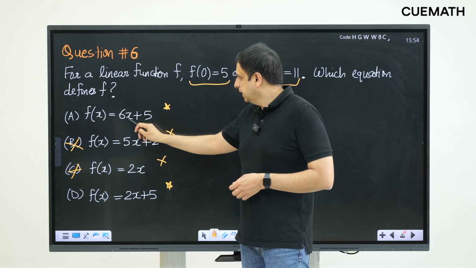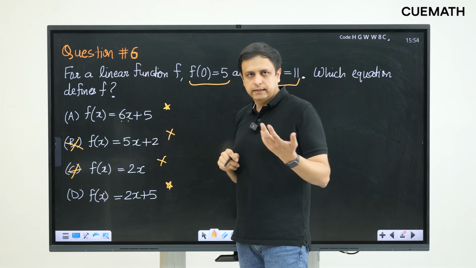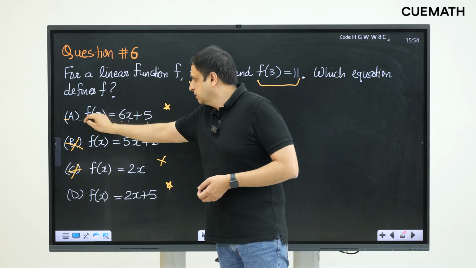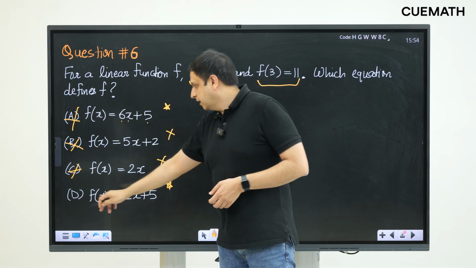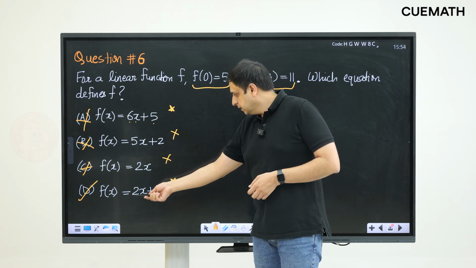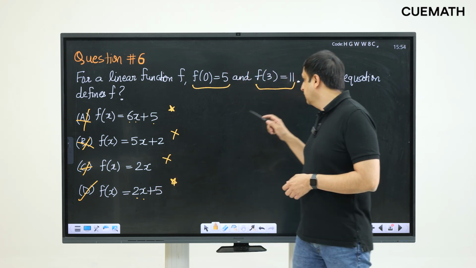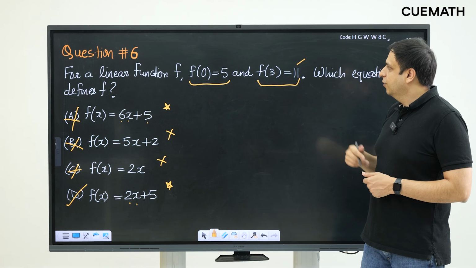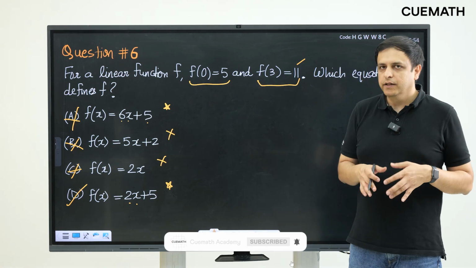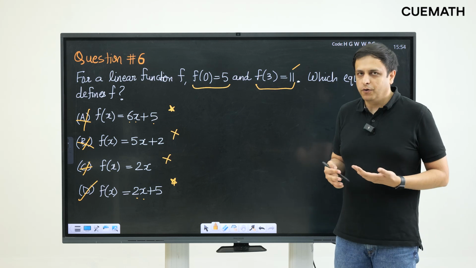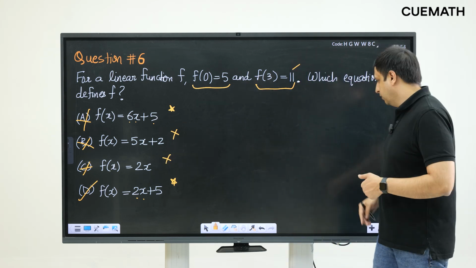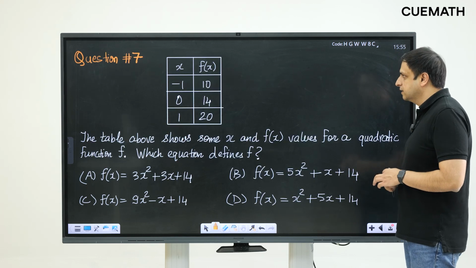X as 3 here gives me 6 times 3, 18 plus 5, 23, which is not 11. So A does not work, but that means only option D is correct, and you can indeed verify. If you take x as 3, 2 into 3 is 6 plus 5 is 11, which is what we need. So f of x is 2x plus 5. So you did not need to figure out f of x on your own. You could just be guided by the options. You could try out all the options and figure out the correct answer. So you can see how powerful this technique is.